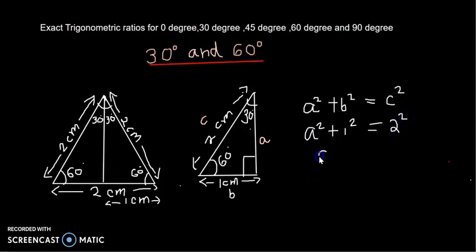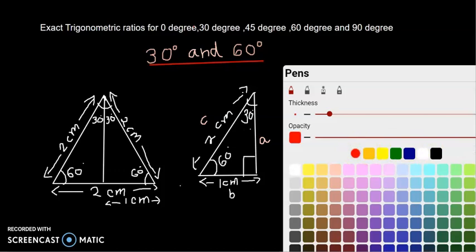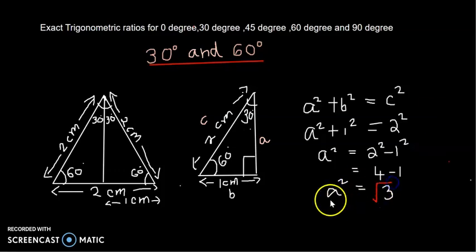Now if we evaluate for A square, that is 2 square minus 1 square. 2 square is 4 and 1 square is 1. So 4 minus 1 is equal to 3. So here A square is equal to 3. But we need A, so we apply square root on both sides. Square root of A square becomes A, and square root of 3. So A is square root 3.